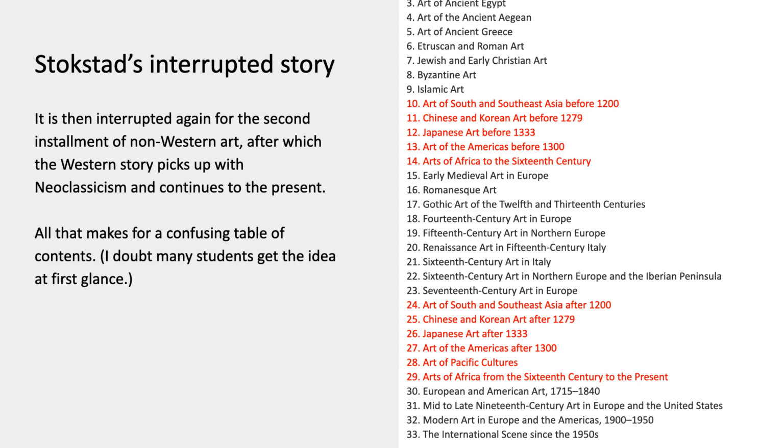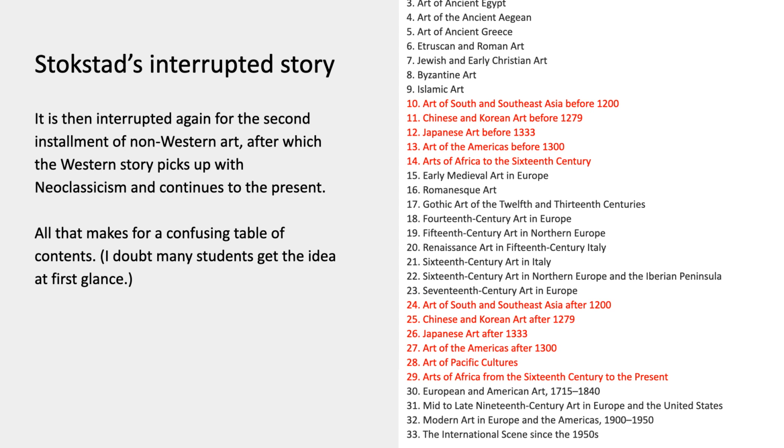But when you end chapter 24, you're in the present, because chapter 24 is Art of South and Southeast Asia after 1200. That is all the way to the present. Same thing with chapter 25. Chinese and Korean art after 1279 goes all the way to the present. So there is a continuity in chronology between 23 and 24.